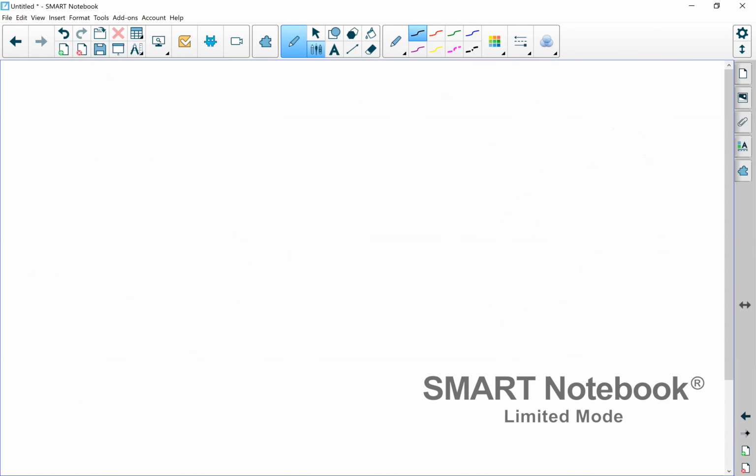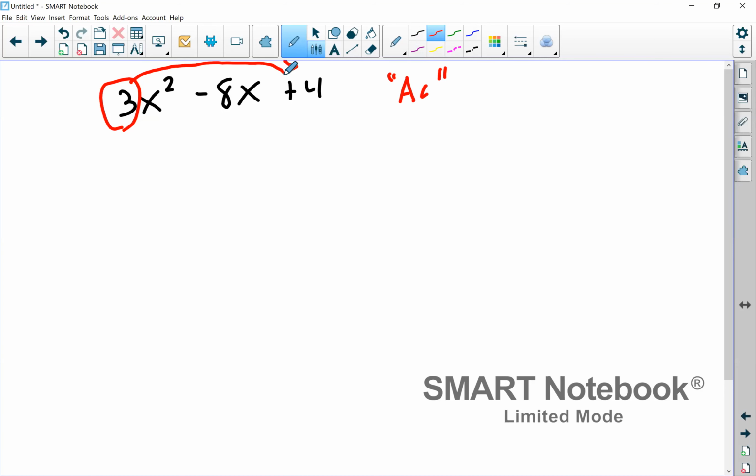So I'll use the same problem, and we'll do it using the other method. 3x squared minus 8x plus 4. In both methods, the first step is the same. Do your AC. Take the 3, multiply it by the 4. We get x squared minus 8x plus 12. But we actually leave the 3 here.